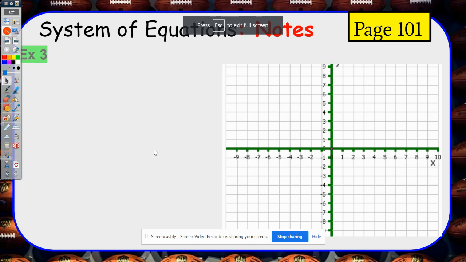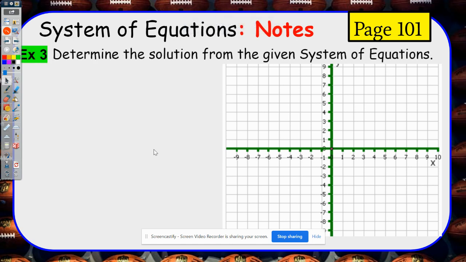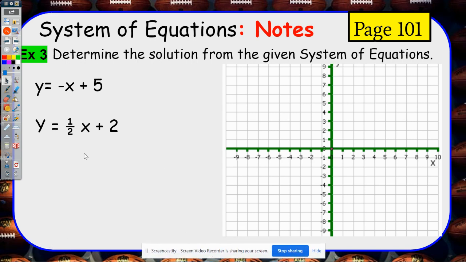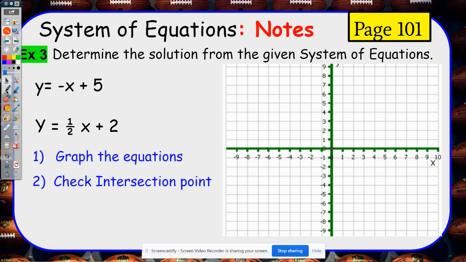Okay, in this next example, we are asked to find a solution for the system of equations, but now they don't give us two lines. In fact, they're giving us two equations. So what we need to do is graph both equations and find the intersection point, just like we did in the previous example, in example number one.